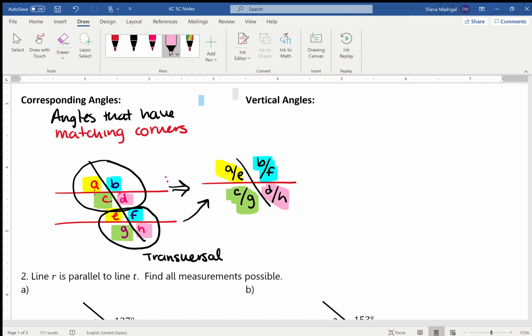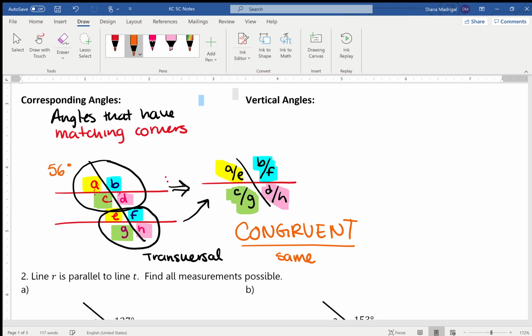Okay, and because we're talking about the same corners, guess what? The main important thing that we have to remember about corresponding angles is that they're congruent. Again, we keep talking about this word congruent. What does that mean? That they're the same. Okay? So as long as they give you one angle, you can figure out the rest of them. Okay, so what if they gave you angle A is 56? Well, then you know that angle E is also 56. Those are congruent, they're the same.